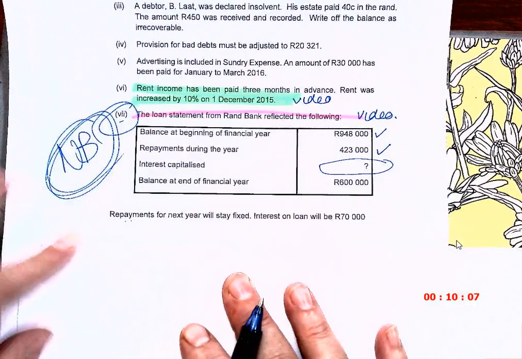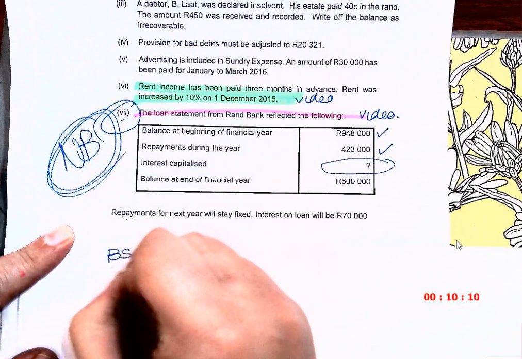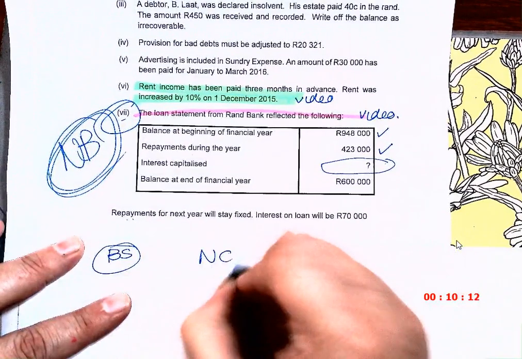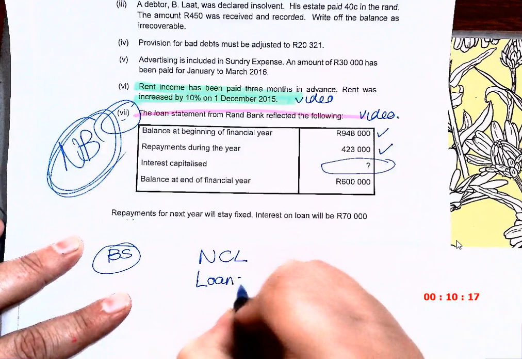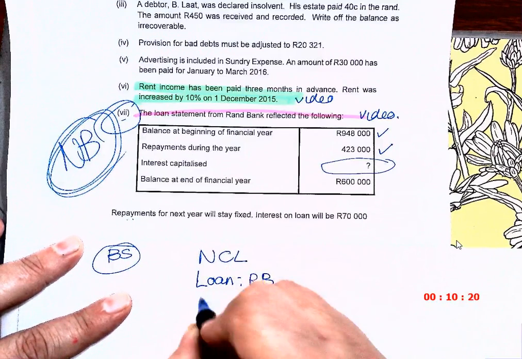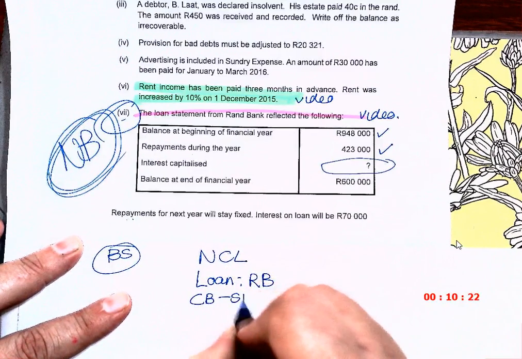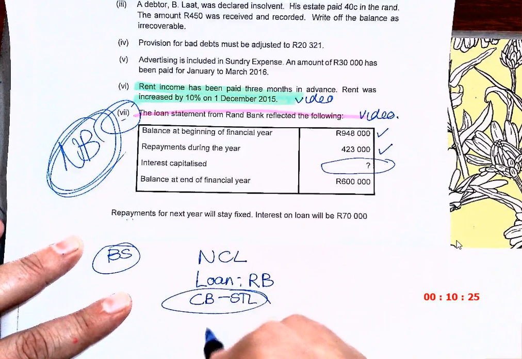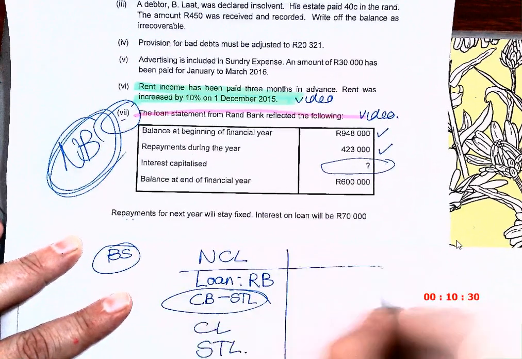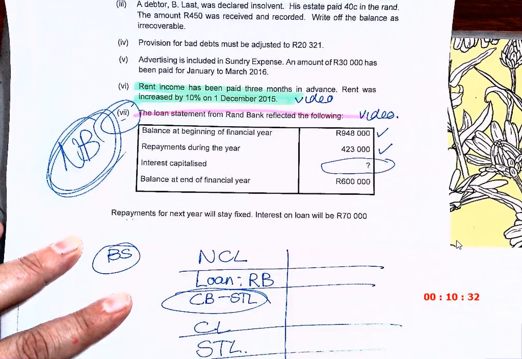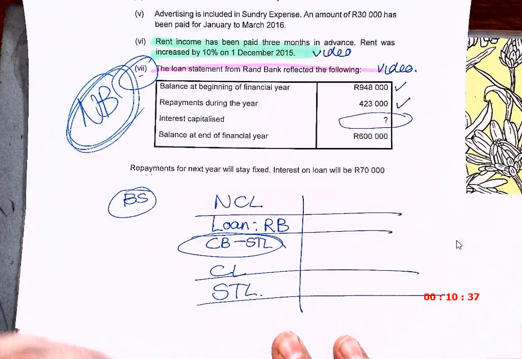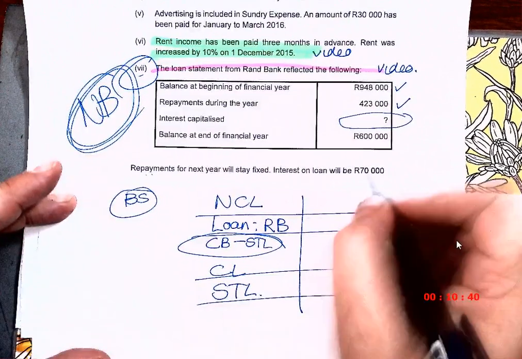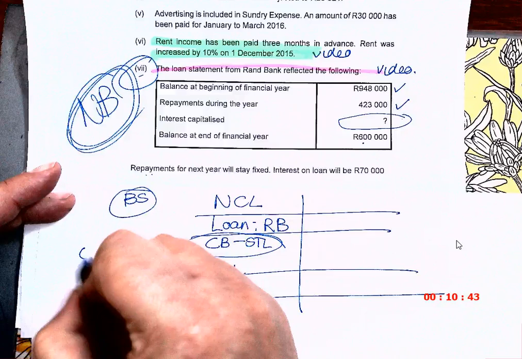Please, in the balance sheet, I will have non-current liability, loan, Rand Bank, and I want the closing balance less the short-term loan. Am I right? So then with current liabilities, I'll have the short-term loan. Okay. So now, what am I going to use? What is my closing balance? It's there, 600,000.